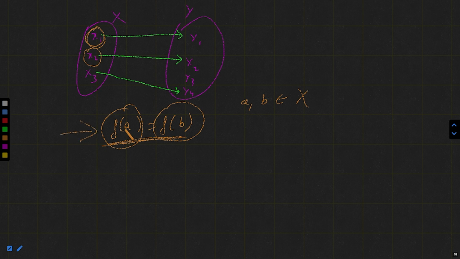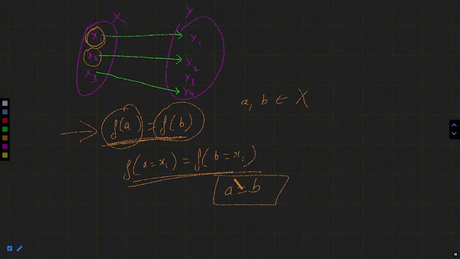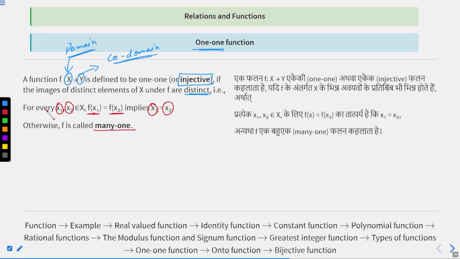This can only happen if a is my what? x1, and b is my what? x1. So this means a and b must be equal to each other. As you can see, if I write x1, f of x1 equals f of x1, this is only true when this happens. That's why the thing written over here makes sense.